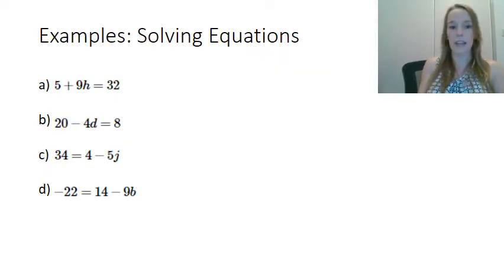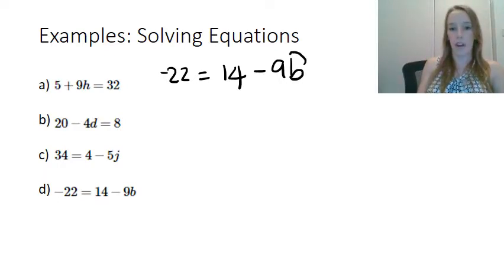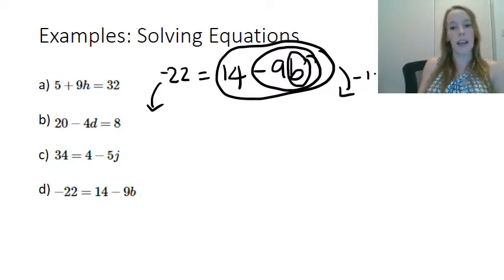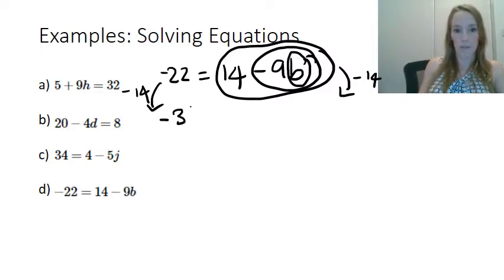Clear our screen for our lucky last one. We've got negative 22 equals 14 take 9B. So we're trying to find B. What happened to B? It was multiplied by negative 9, and then it had 14 added. So first thing we're going to do, take that 14 away. Again, we're taking 14 because it's positive 14. There's no negative sign, it must be a positive. So negative 22, take 14. We're going to get more negative, so it's going to give us negative 36 equals negative 9B.